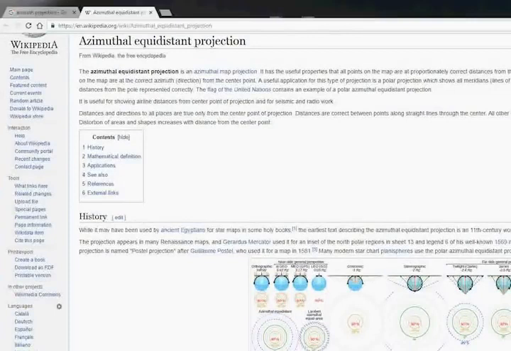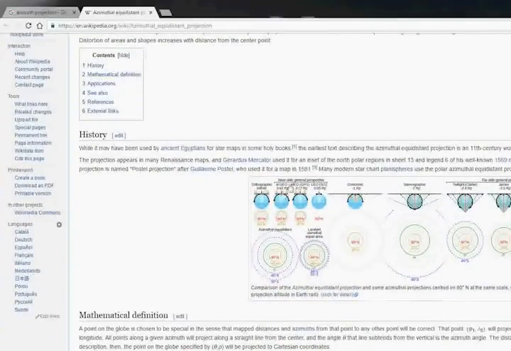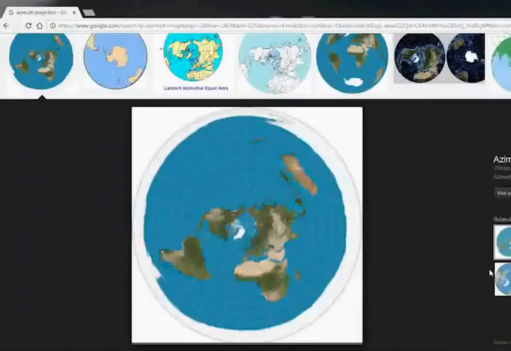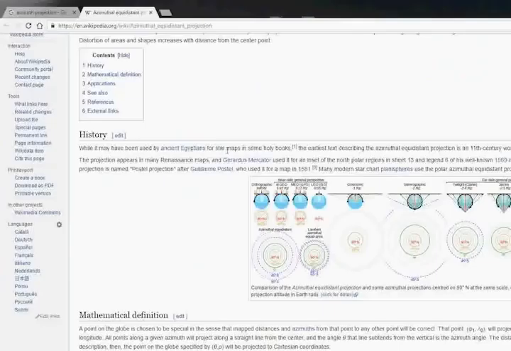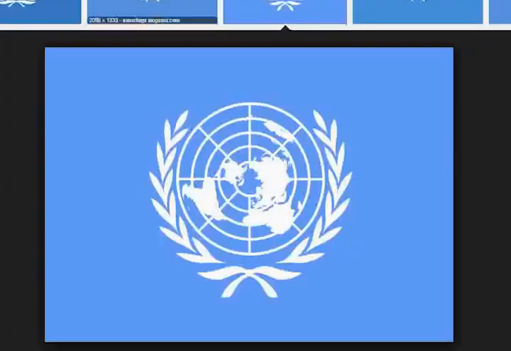It matched the stars. They will try and tell you that the southern hemisphere is exaggerated, but is this true? No. If you look at the size of Africa and South America, they seem to be almost precisely drawn the same size as their square footage. Also, if it is inaccurate, then why do many modern star chart planispheres use the polar azimuthal equidistant projection? In the case of radio, this projection allows for directional antenna aiming, especially in the case of HF communications. So the answer here is, it is used because it is the most accurate map we have. This is why it is the UN flag logo, and this is why flat earthers use it.